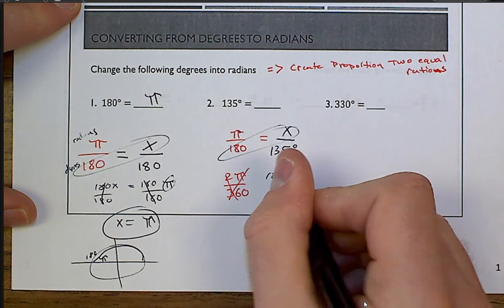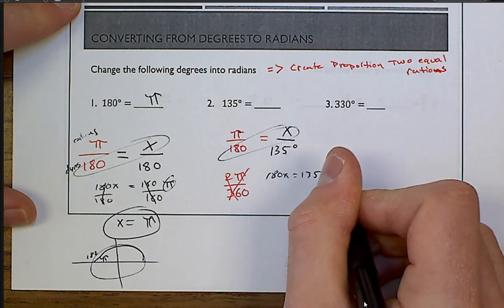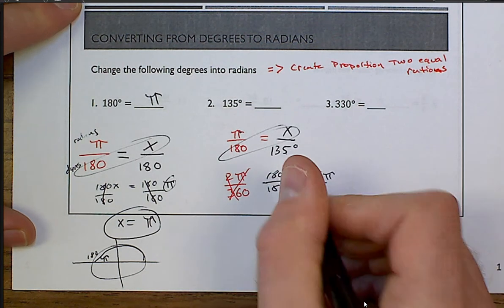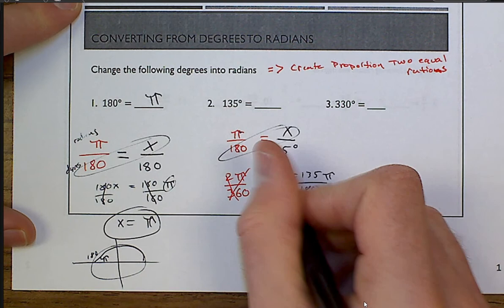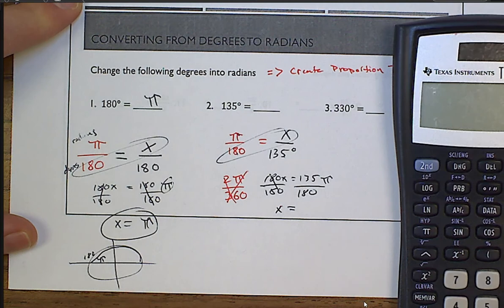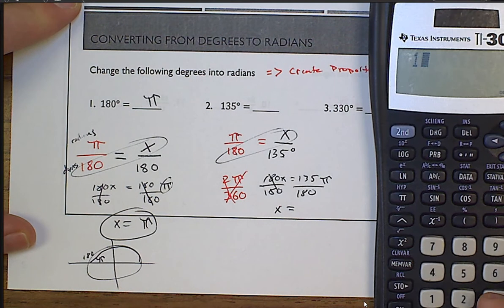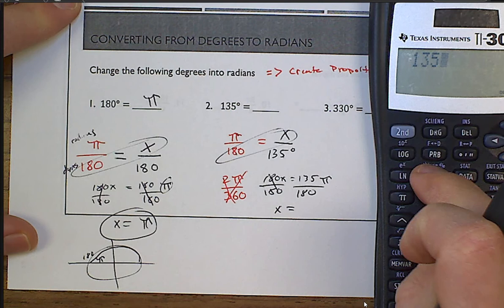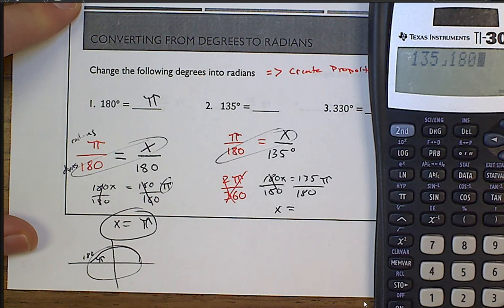180x equals 135 pi. Take your calculator out because you remember you're solving for x always. So that would be x equals, and then we want to try to keep these as fractions. We don't want to make these decimals. So we go 135, fraction bar, sometimes this works, 180. And it'll reduce it for you, and you just get 3/4.